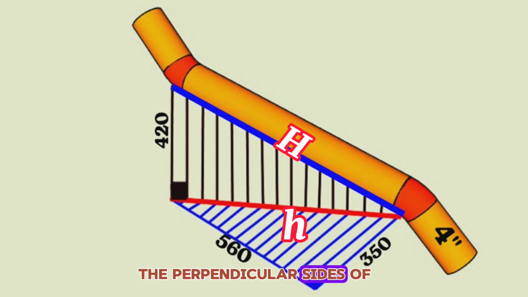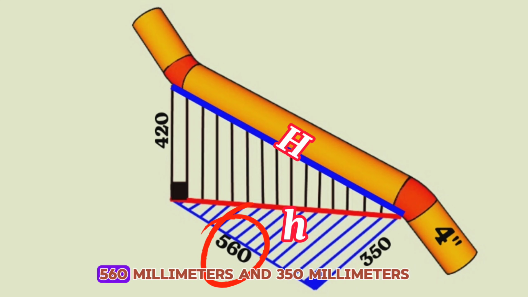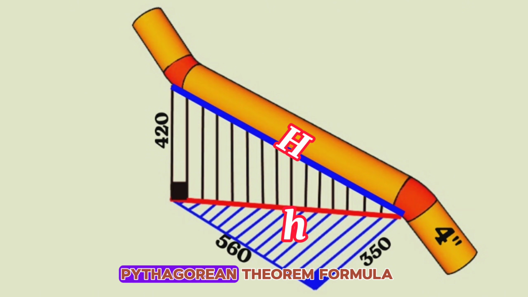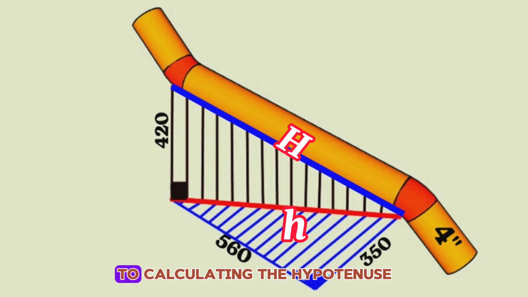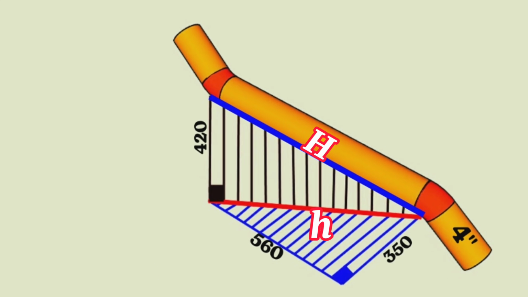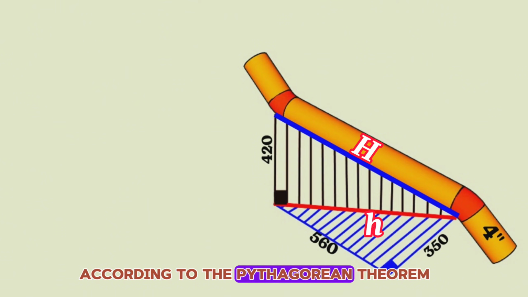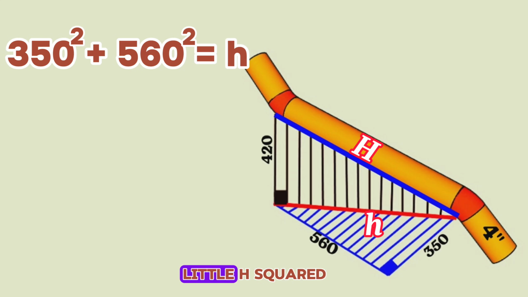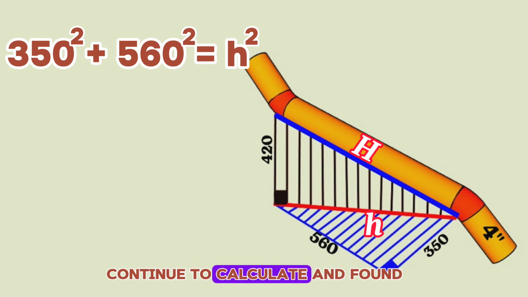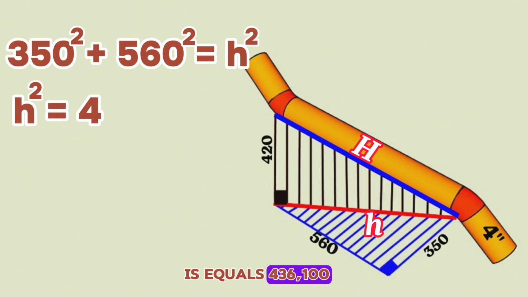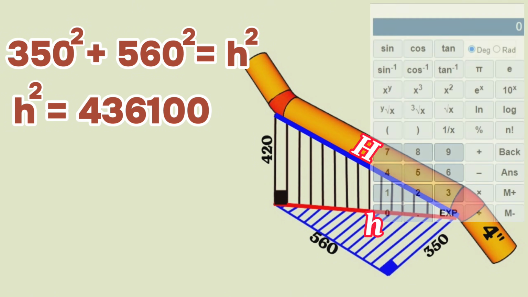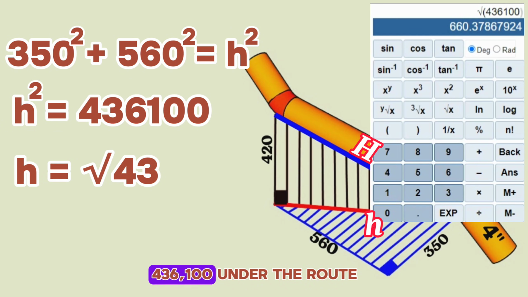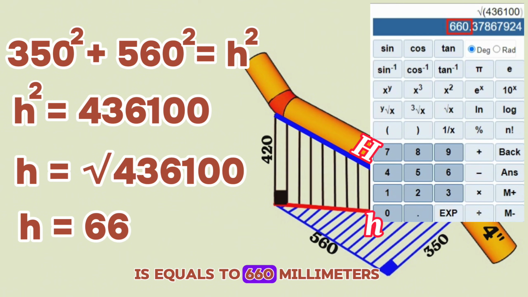The perpendicular sides of this horizontal triangle are 560 mm and 350 mm. We will use the Pythagorean theorem in such cases to calculate the hypotenuse of this right triangle. According to the Pythagorean theorem, 350 squared plus 560 squared equals small h squared. Continuing to calculate, we find small h squared equals 436,100. At last we will use a scientific calculator to find small h: the square root of 436,100 equals 660 millimeters.